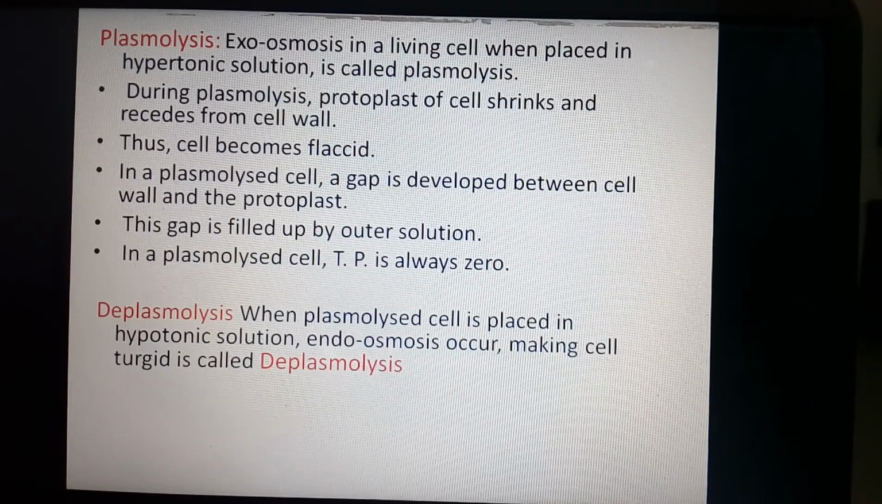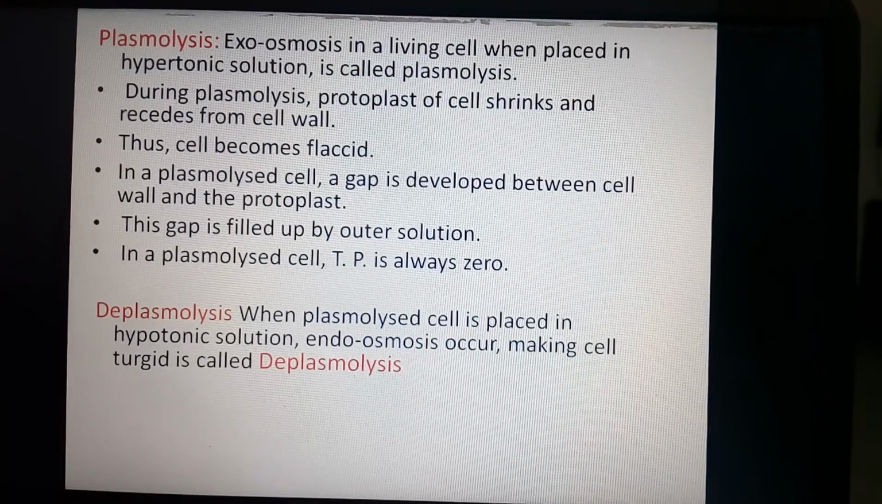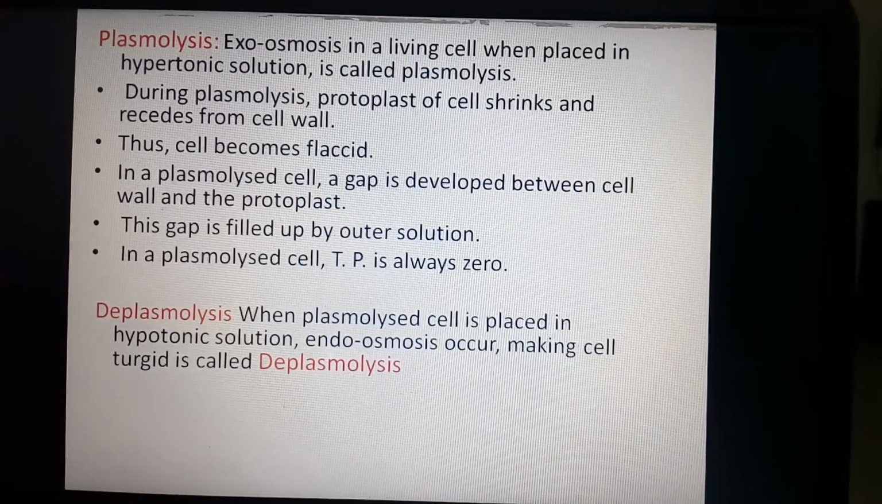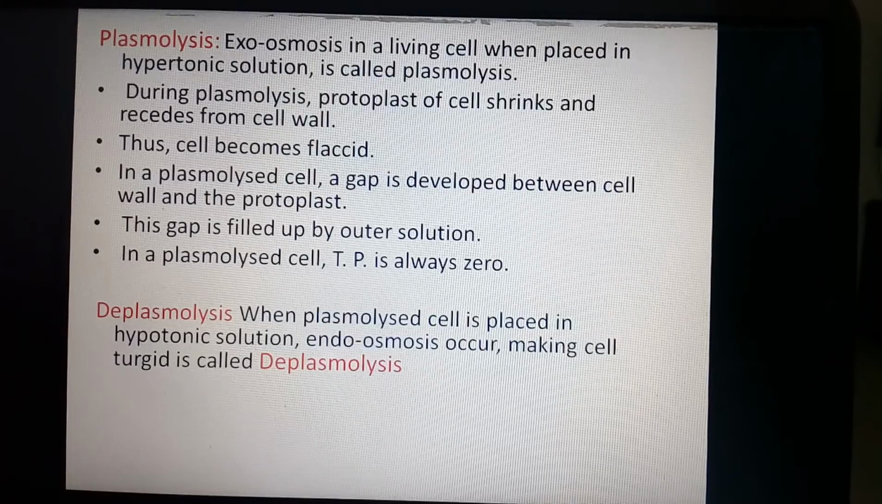Now the same cell is collected and kept into the hypertonic solution. It goes for exosmosis. Again the cell gets plasmolyzed, so we say replasmolysis. Mind it: plasmolysis, deplasmolysis, and replasmolysis.